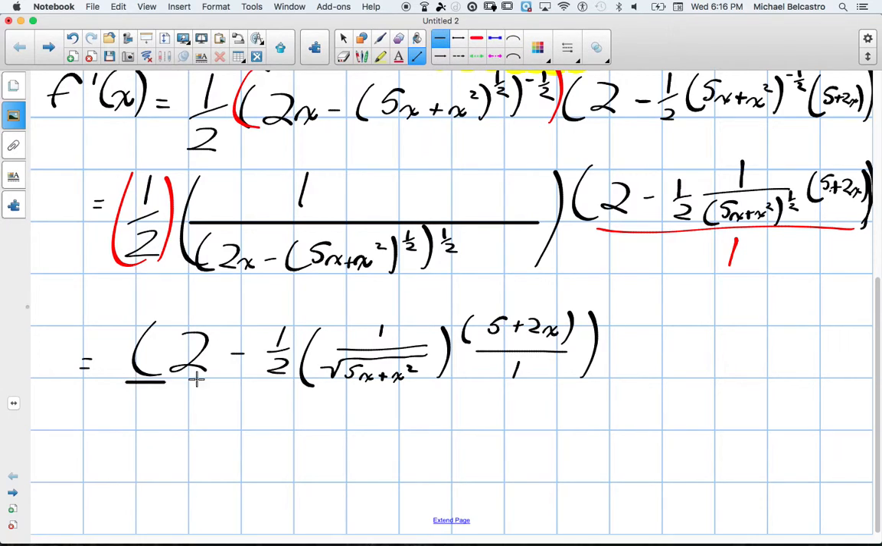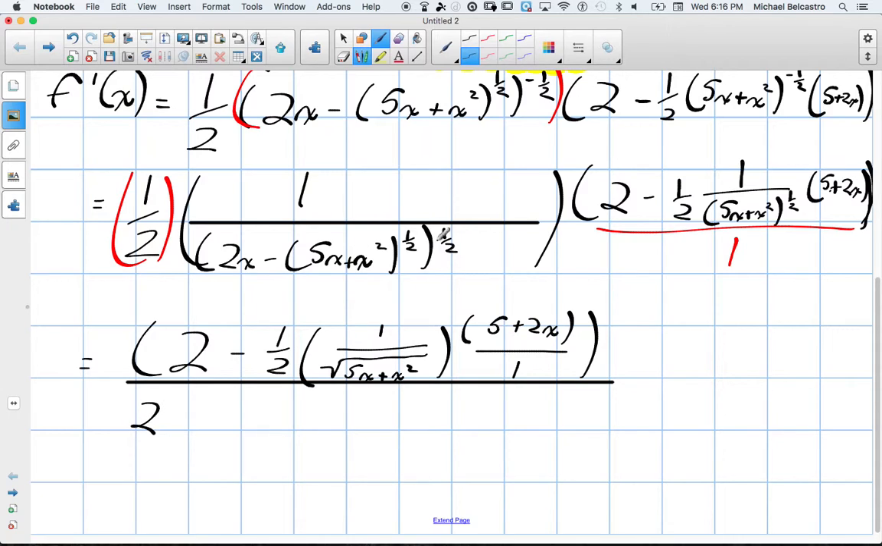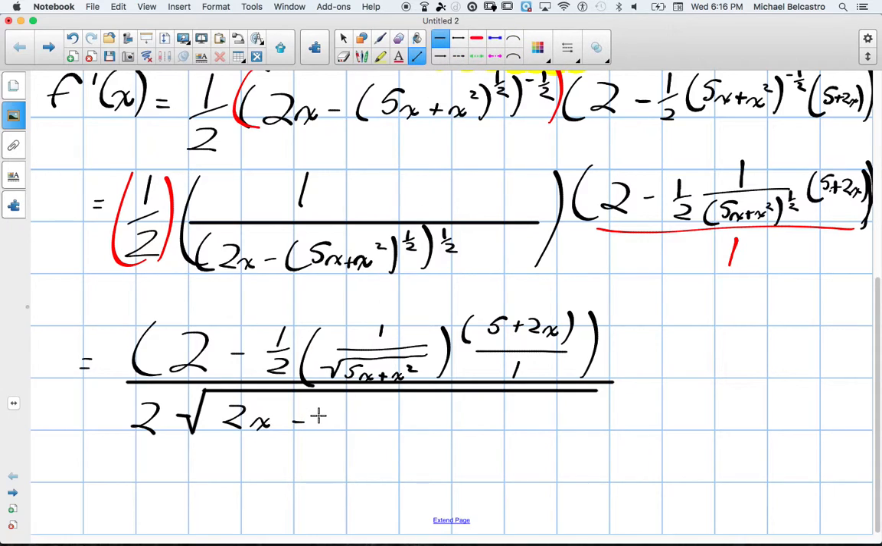And now let's do the denominator on the bottom here. We have 2 times, and again, I'm going to start putting our roots in. This is a root of 2x minus, this is also a root, square root of 5x plus x squared. Okay, so the bottom is about simplified as far as we're going to really work with it.